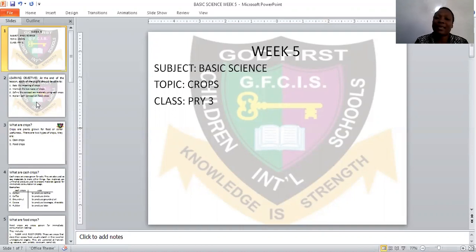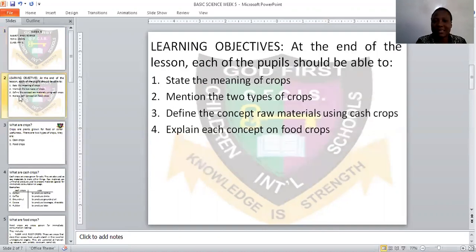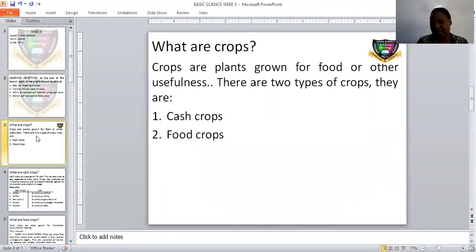Now, the topic that we have before us today is crops. At the end of the lesson, each of the pupils should be able to state the meaning of crops, mention the two types of crops, define the concept, raw materials using cash crops, and again explain each concept on food crops.